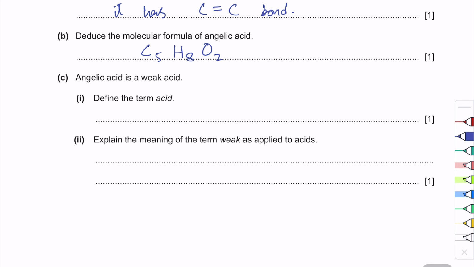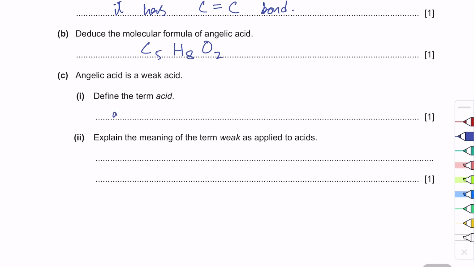Angelic acid is a weak acid. Define the term acid. So acid gives proton. So acid is proton donor or gives proton. Explain the meaning of the term weak. So we'll say it ionizes partially, it does not ionize fully, it is incompletely ionized. So partially ionizes. Good enough.